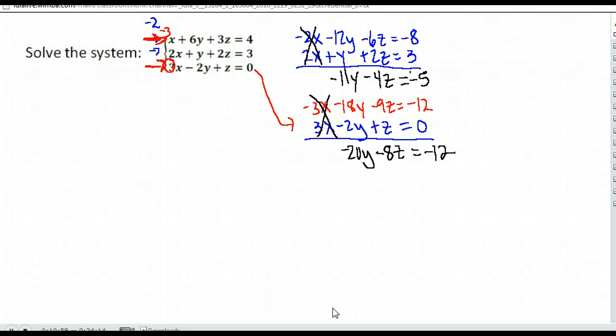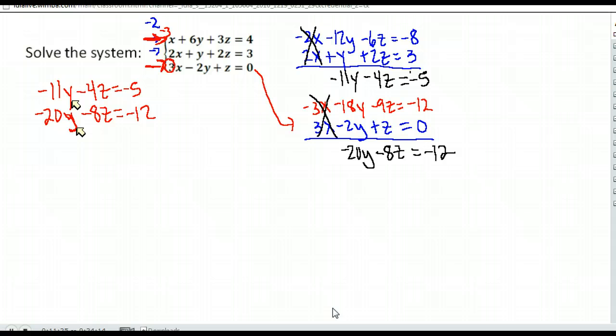Now I have a system of equations with just two variables. So I have negative 11y minus 4z equals negative 5. That's the first one we found. And negative 20y minus 8z equals negative 12. I want somehow to cancel one of these variables. And y would be somewhat difficult because to get negative 11 and negative 20 to be equivalent, we'd have to multiply both equations by something.